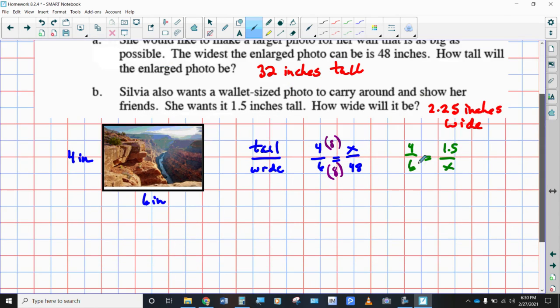Actually, in this case, I would probably cross multiply. I'd probably take 4x, and 6 times 1.5 is going to be 6 plus 3 is 9. And then when you divide 9 by 4, you get 2.25 inches. So that would be the width.